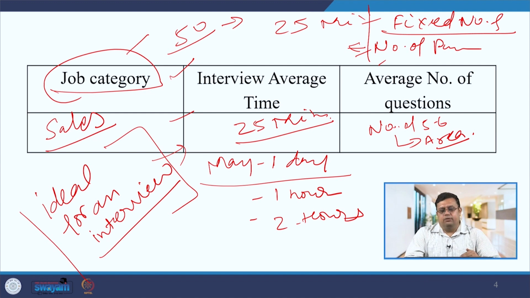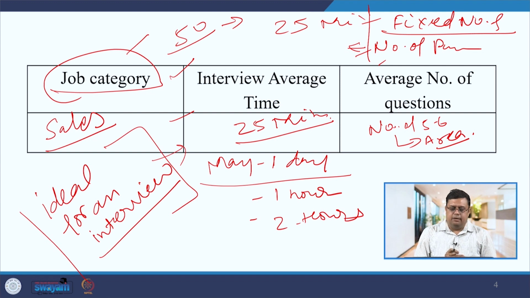And if you are an HR manager and you have to manage this average time, then you have to decide the area from which questions should be asked and how many questions should be asked. If you can decide this, then on an average you can decide the number of questions, area, and type of discussion, right.